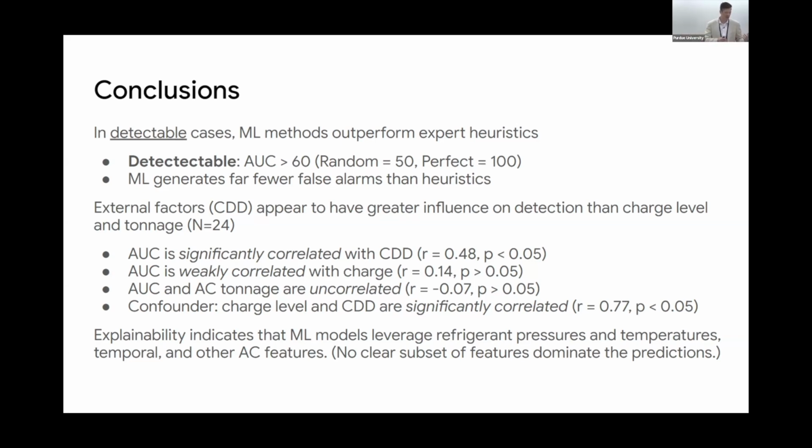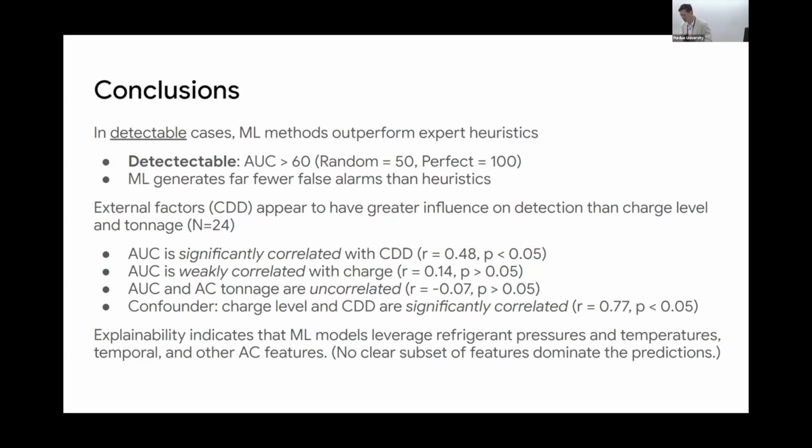We've found that the explainability had, in many cases, found the right attribution of the anomaly to pressures and temperatures, and sometimes other AC features. So there were no clear features that dominated.